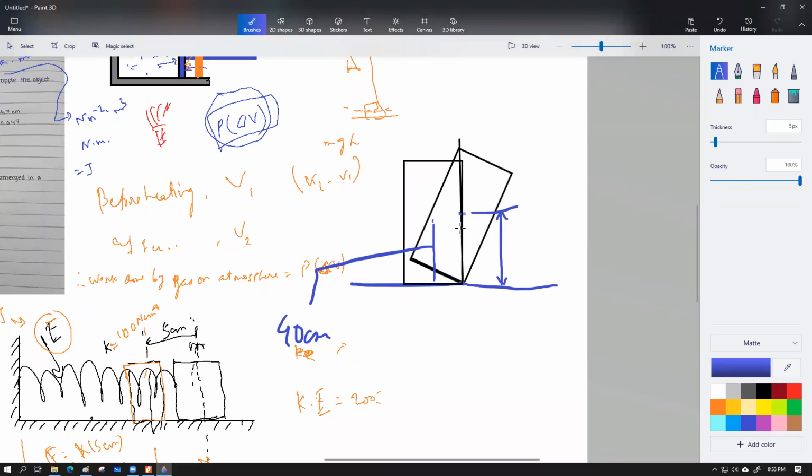Try to understand, this is half the diagonal. So calculate the diagonal using the total 140 and divide that by 2. How much should this height be? 20 root 5.